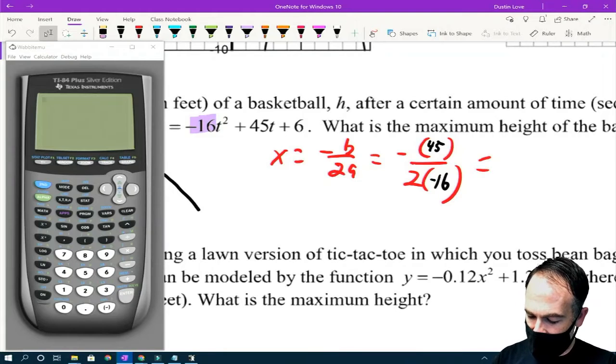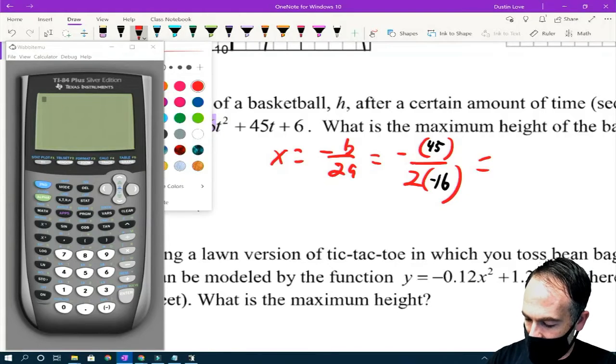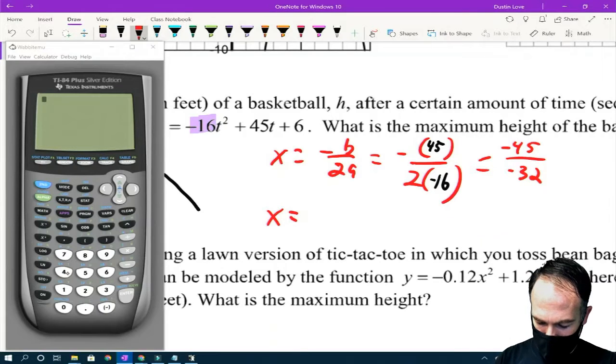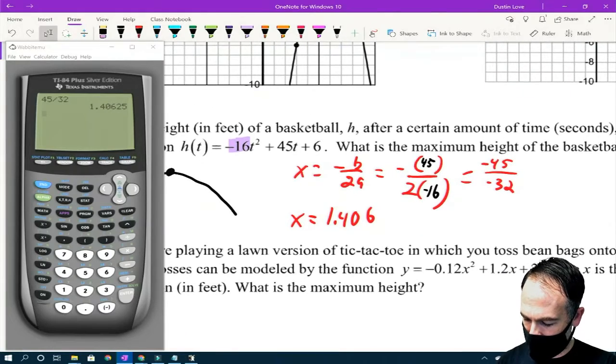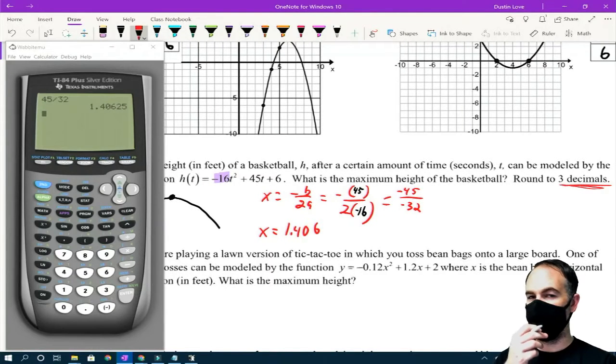Okay, yeah, so this negative sign came from this negative sign here, but the 45 itself is positive because of that 45. Now, when we simplify, it'll end up being negative 45 on the next step. So here we're going to have negative 45 divided by negative 32. When we do that, I know that's going to be positive. It comes out to 1.406. And notice here it says round to 3 decimals, so that's why I'm doing that.